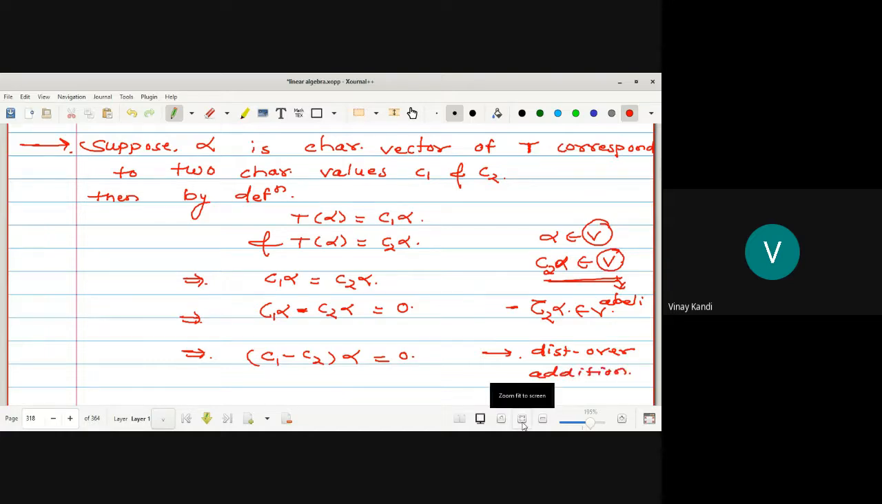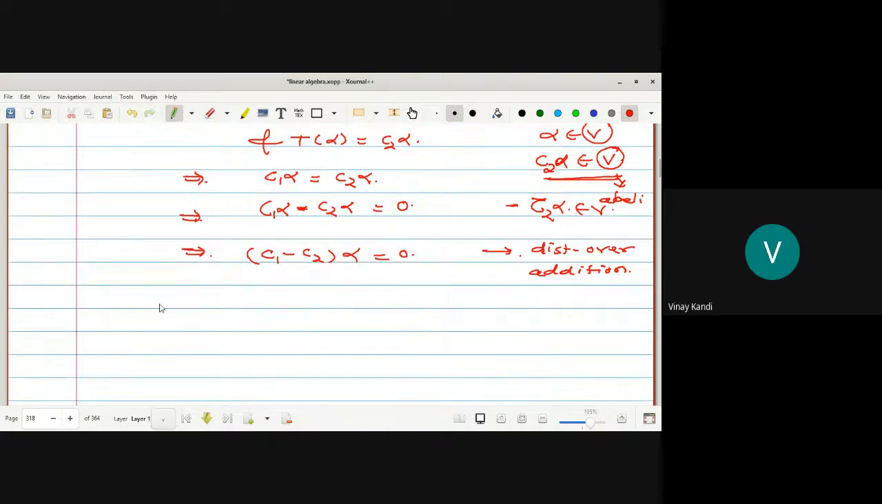Distributive addition. So this implies, but alpha is what? Non-zero vector. Okay, but alpha is not equal to 0. In the definition of characteristic vector, alpha is the non-zero vector. So this implies that C1 minus C2 is equal to 0.